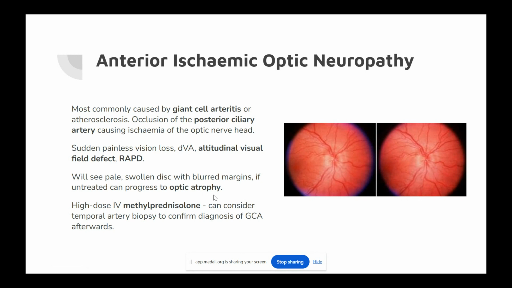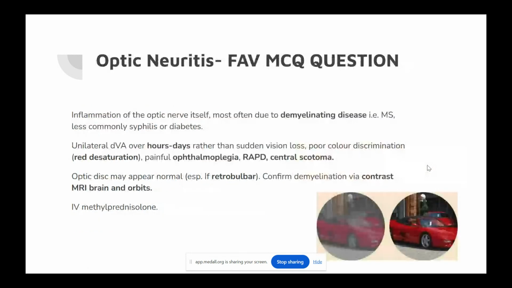One of the key things to confirm diagnosis, because it's associated with GCA, is your temporal artery biopsy. However, if you guys also remember, that has skip lesions, so it might not be the most accurate way. But again, you'll have that pale disc, blurred margins. It will look a lot like a raised IOP. But yeah, it's just the history that will help you make a more definitive diagnosis as to what the actual cause is.